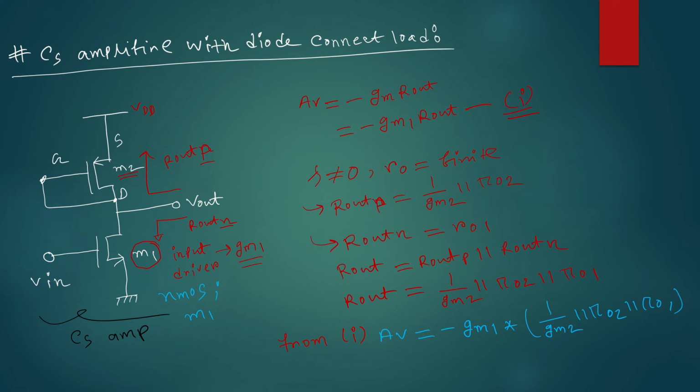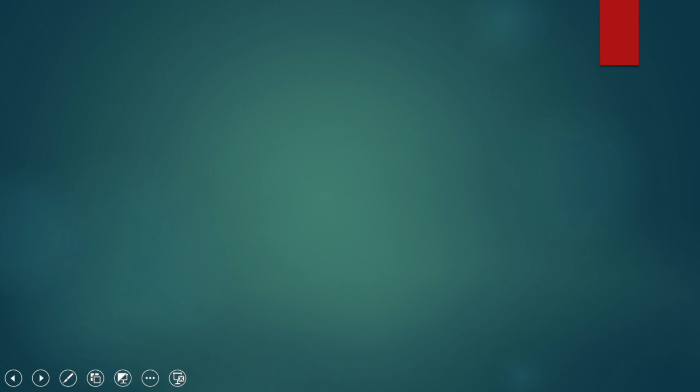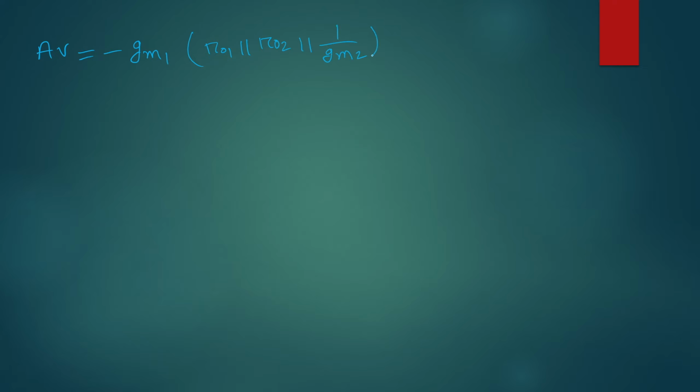But what happens if you do not consider the channel length modulation? Then what will happen? Let's try to understand this one. So you have the equation of the voltage gain so far, which is minus GM1 into RO1 parallel RO2 parallel 1 by GM2.